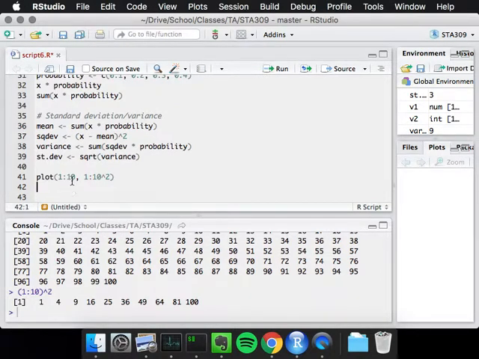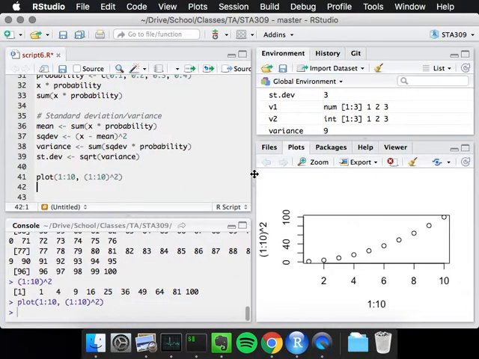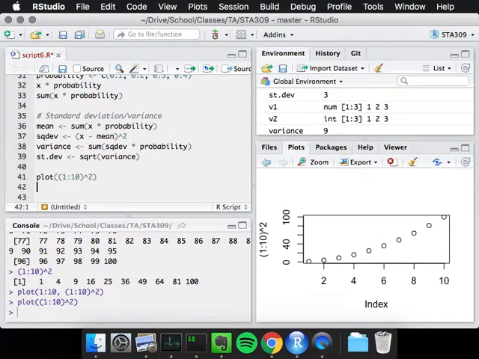So I can plot this, and this is how it would look. Wait, you can barely see. Okay, so this is what my plot is. Actually, I don't even have to write the x values. It'll automatically do 1 through 10 if I don't say it, so it's literally the same thing.